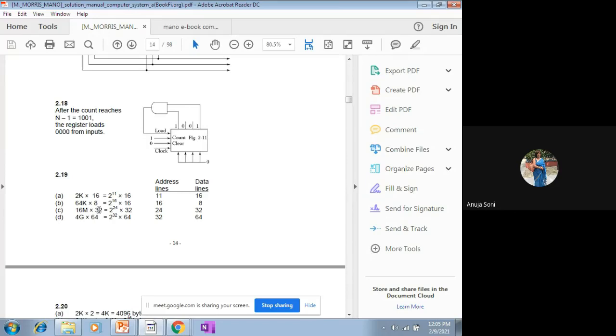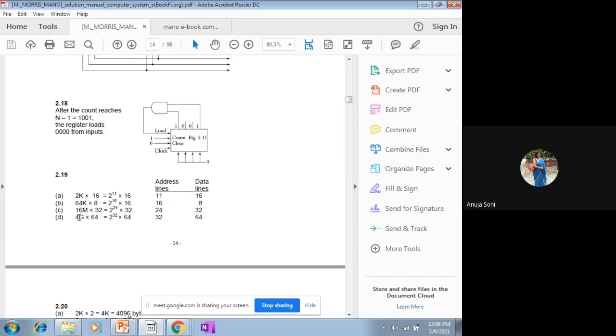16m into 32, m is a megabyte. 1 megabyte is equal to 1024k. K is 1024 bytes. So 1024 into 1024 is 2 raised to power 20. And 16 is 2 raised to power 4. So it will become 2 raised to power 4 into 2 raised to power 20. So in total it will be 2 raised to power 24 into 32. 32 will become the data lines and 24 will become the address lines.